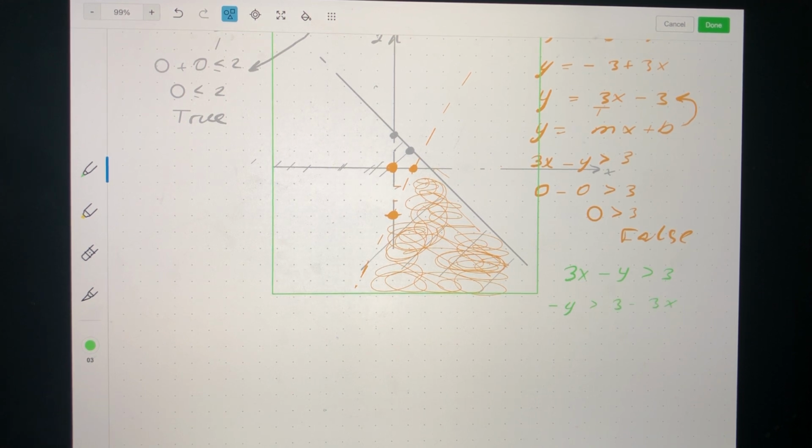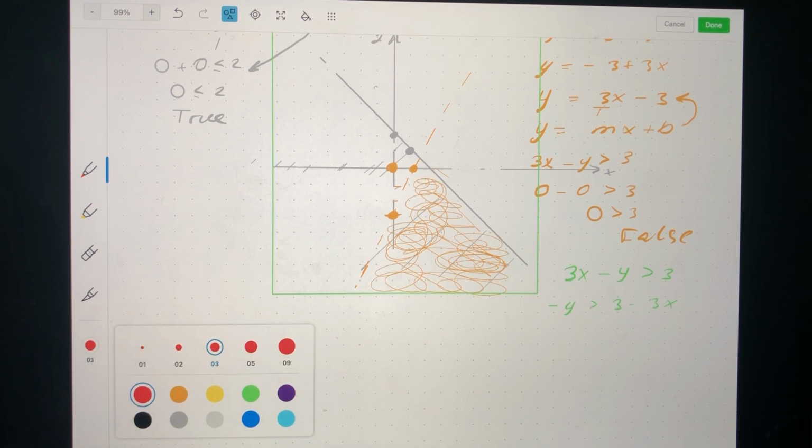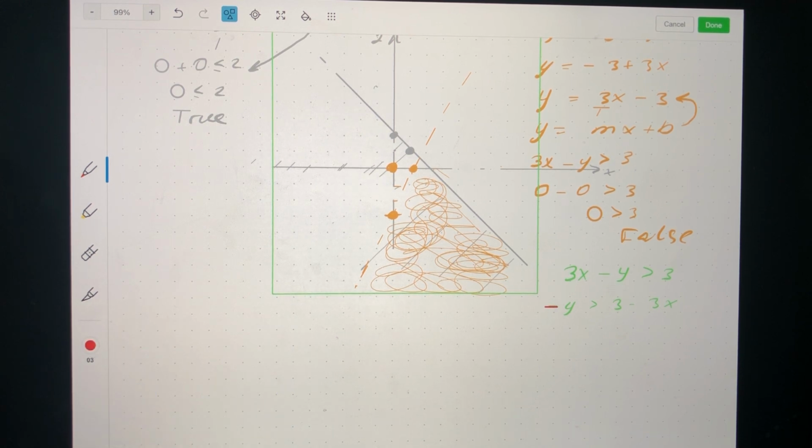Then we multiplied everything through by -1. And each time we multiply or divide by a negative, we switch the original inequality sign to its opposite. So this becomes -3, the negative y becomes positive, the positive 3 becomes negative, -3x becomes plus. So the inequality is less than, y is less than -3 plus 3x.